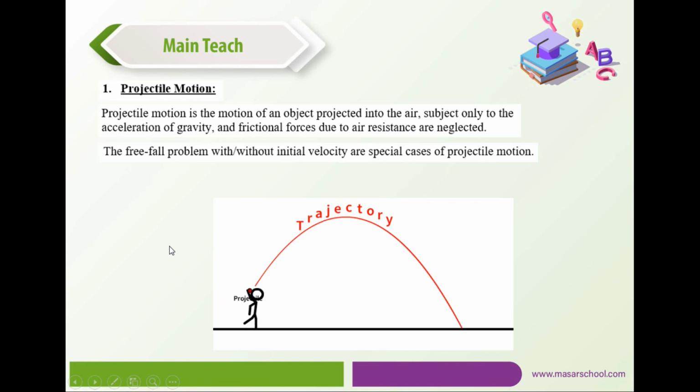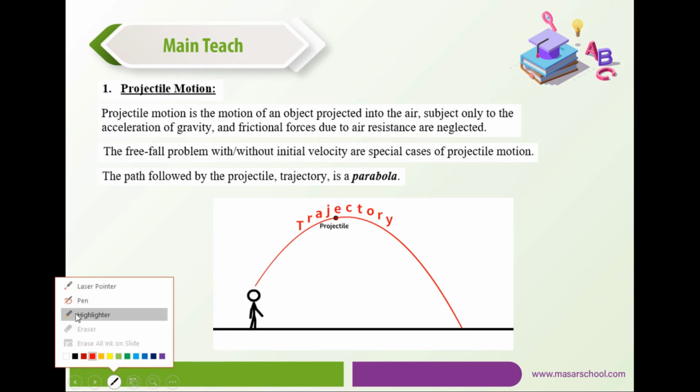The free fall problems with or without initial velocity are special cases of projectile motion, and the path followed by the projectile, which is the trajectory, is a parabola. Remember that previously in classes 13 and 14 we referred to a specific type of trajectory, which is a parabola, in which one of the positions is quadratic in time and the other is linear, and this happens whenever the motion is dictated by such conditions.